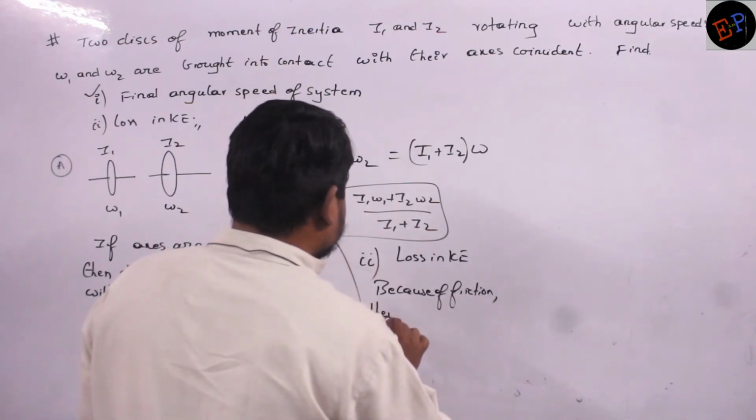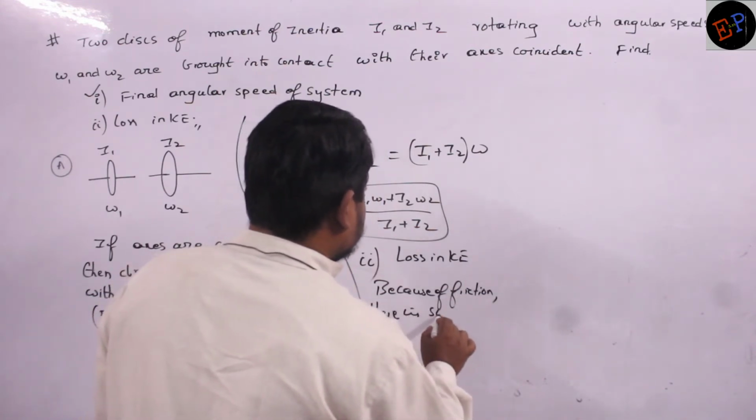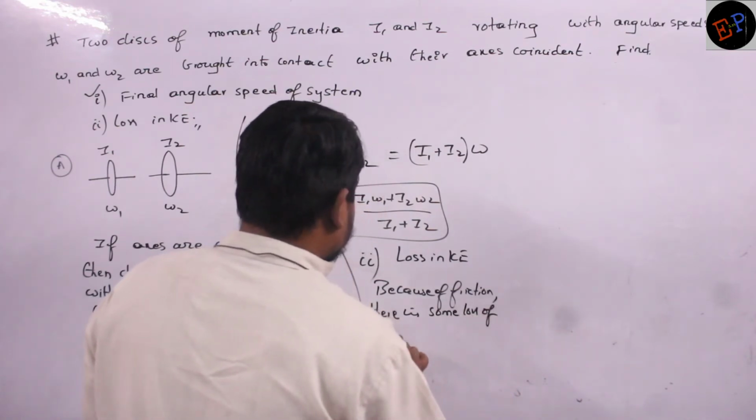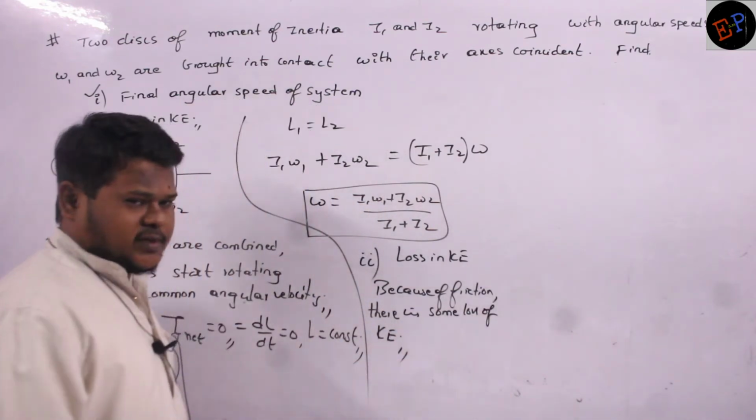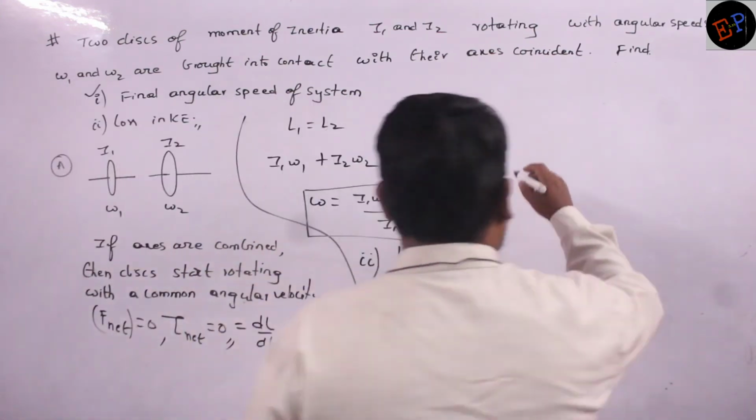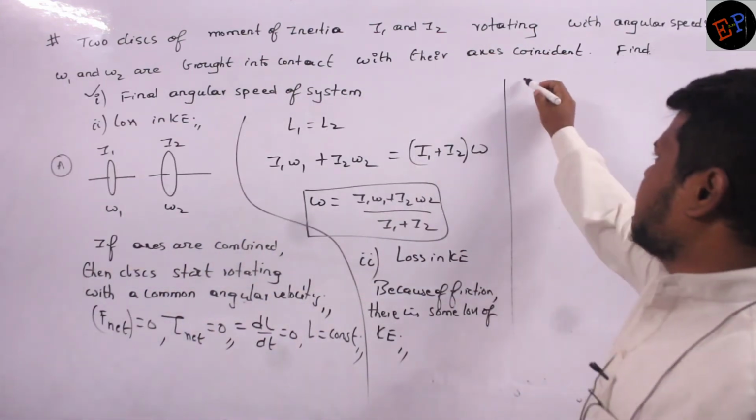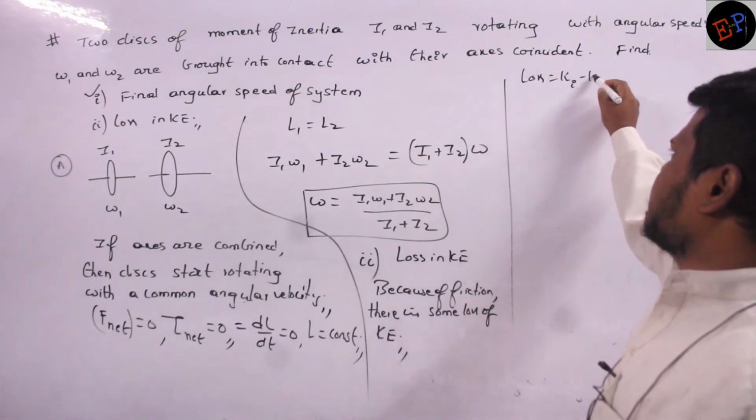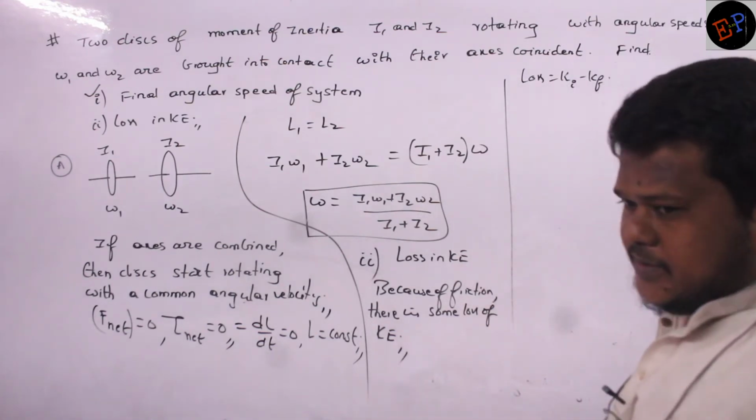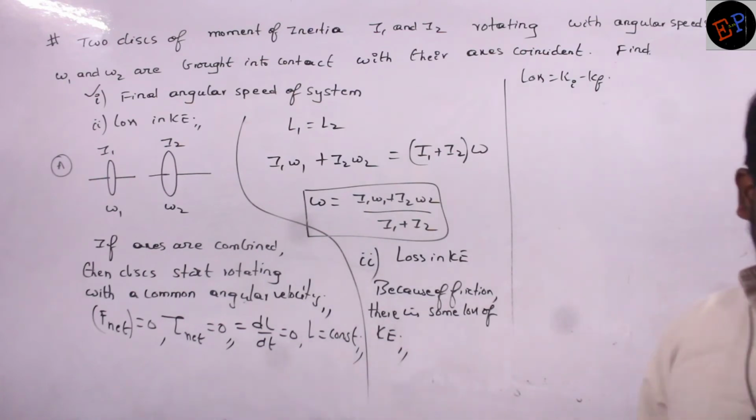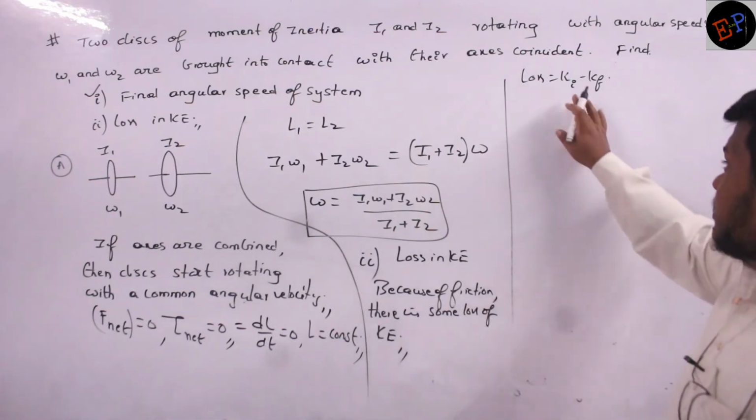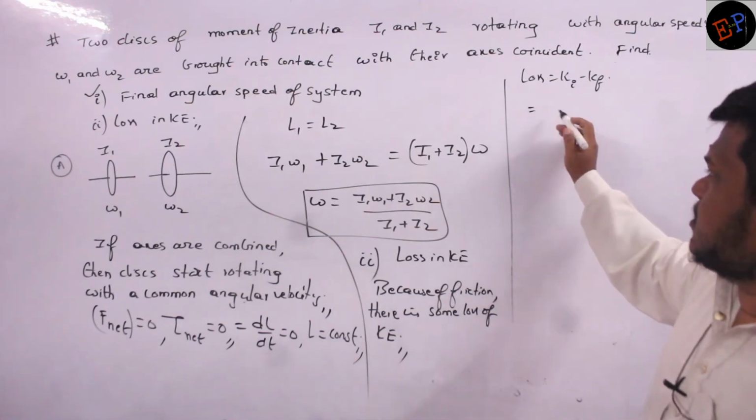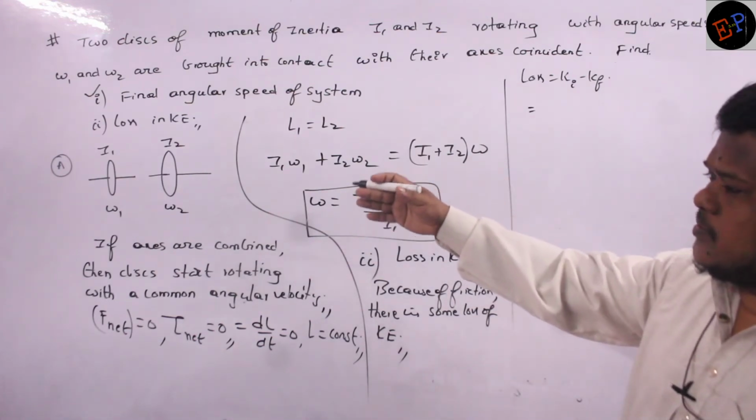Because of friction there is some loss of kinetic energy. Are you able to understand? So therefore, how can I calculate the loss in kinetic energy? Loss is equal to initial kinetic energy minus final kinetic energy. That is how I calculate loss, no? Loss in kinetic energy comes from initial kinetic energy and final kinetic energy. So what is the initial kinetic energy of the total system before combining?